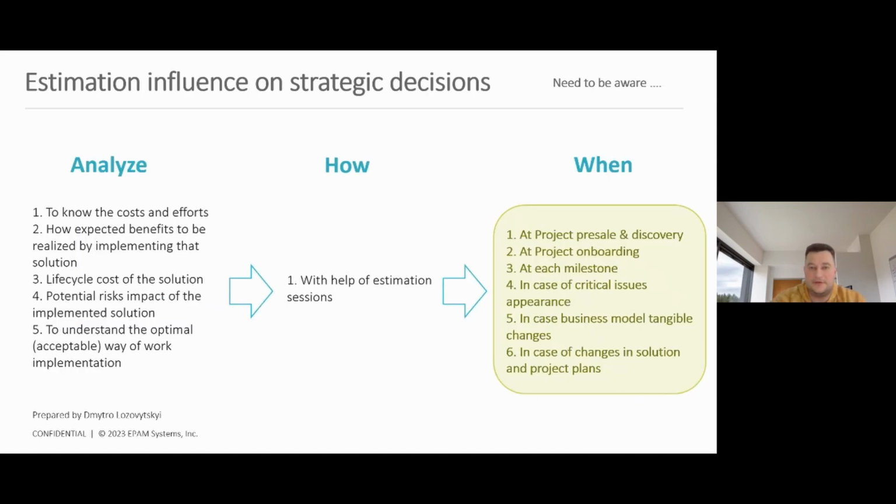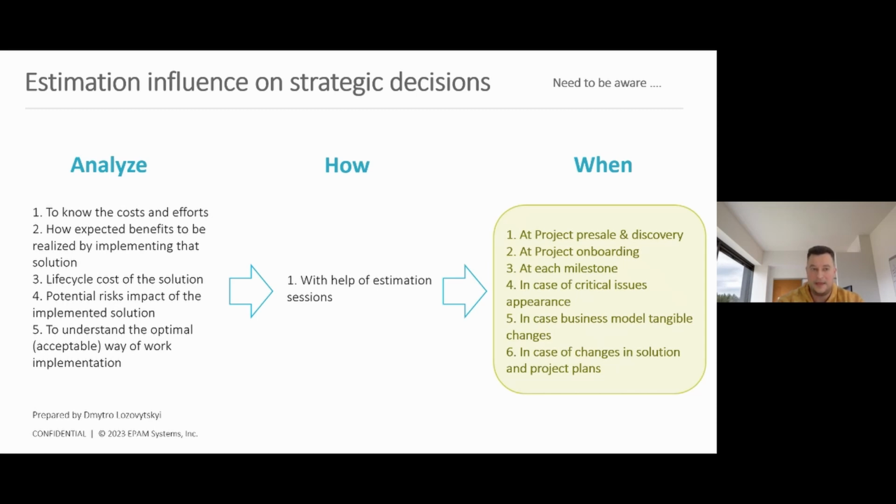Estimation influence on strategic decisions. Why do we need to be precise with our estimation? Why do we need to use more and more iteration steps to make our estimation with a concrete team more precise and more efficient? Why? Because our estimation process has some influence on project goals and decisions.